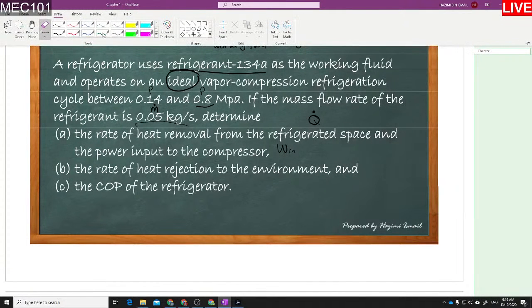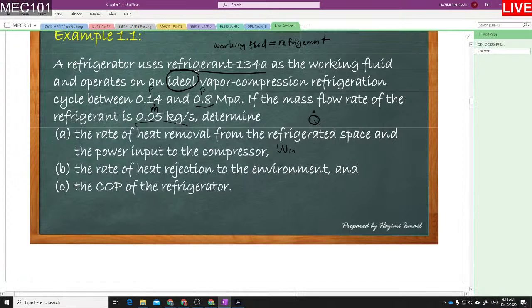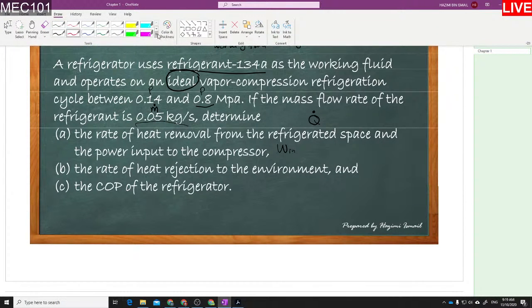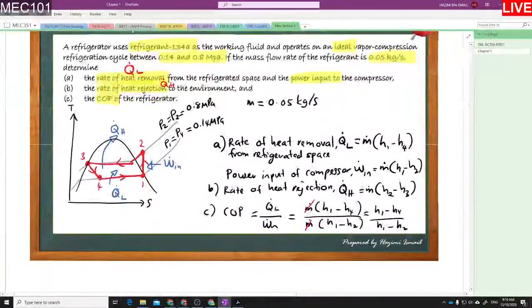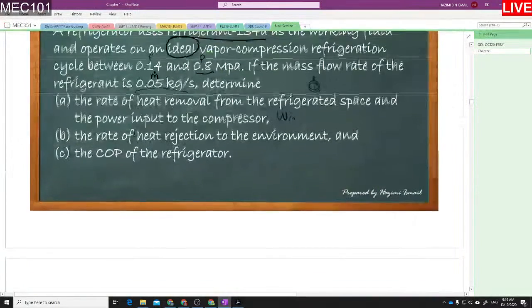And then B. I use the yellow color. Yellow. Okay, the rate of heat rejection to the environment. For this one, we look at the TH diagram. Here QL is absorbed, so it must reject the heat. Where is the heat rejected to? To the surrounding. The surrounding is up here. So it wants Q dot H.